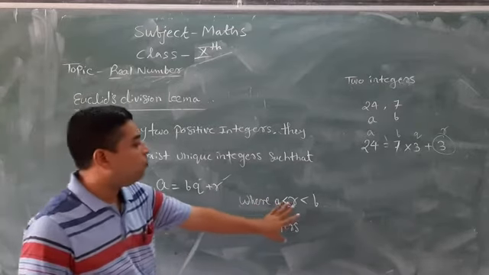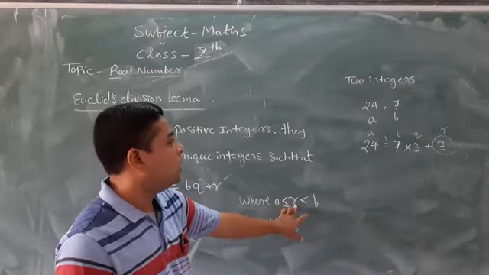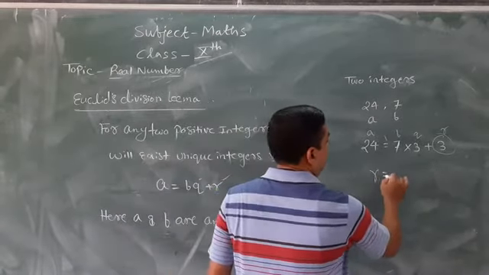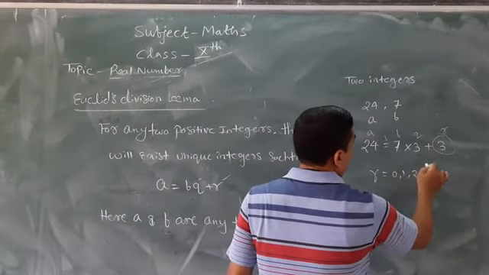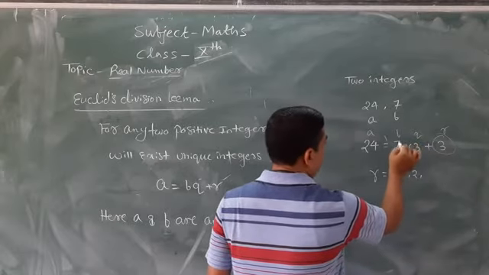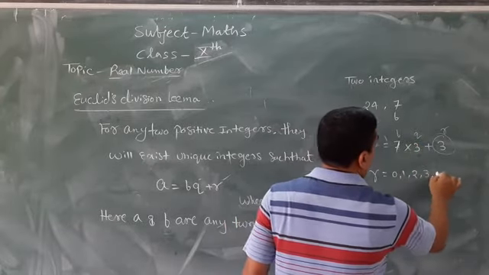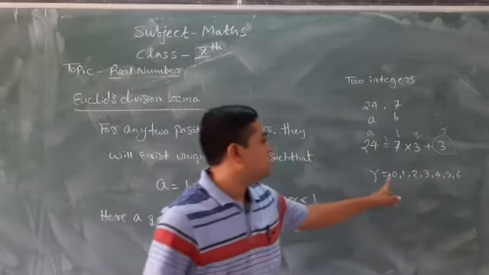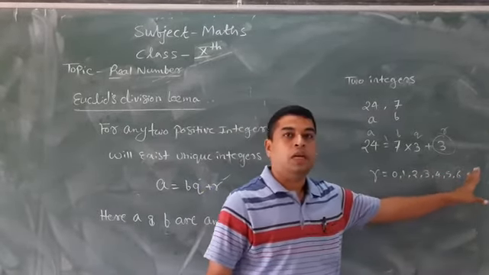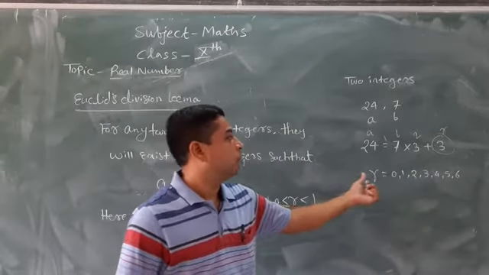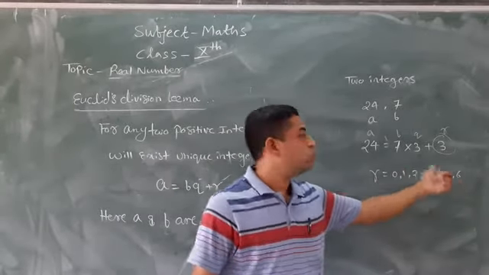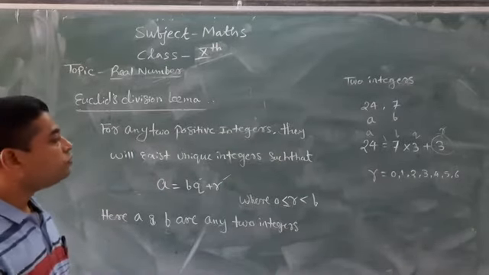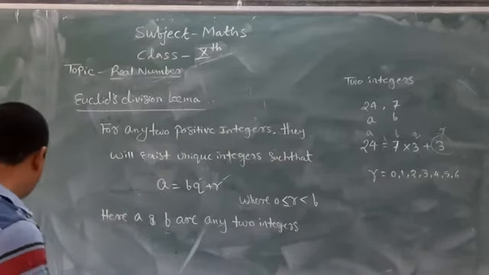And what are the possible values of r? r can be equal to 0 or more than 0, but it is always less than b. Here the possible values of r will be 0, 1, 2, 3, 4, 5, 6. Any value of r can be from 0 to 6 because it is always less than b. So this is the explanation of the statement.